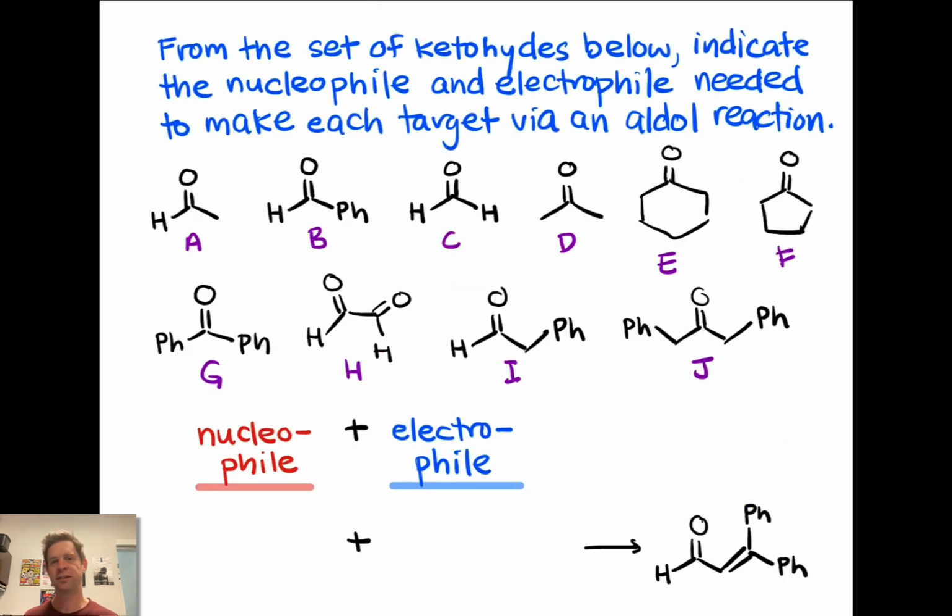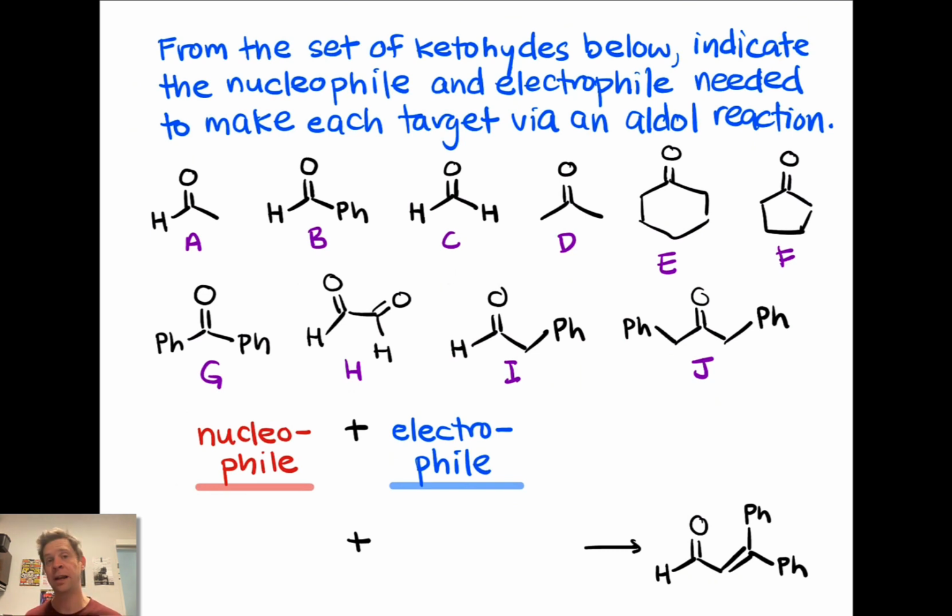In this problem, we're essentially asked to apply the aldol reaction retrosynthetically. We've got a stockroom, quote unquote, of these 10 aldehydes or ketones, and we're given 3 targets. We see one in the bottom right. We'll see the other 2 shortly. And for each of those targets, we're supposed to work backwards to the nucleophile and electrophile that need to be combined to produce that target.